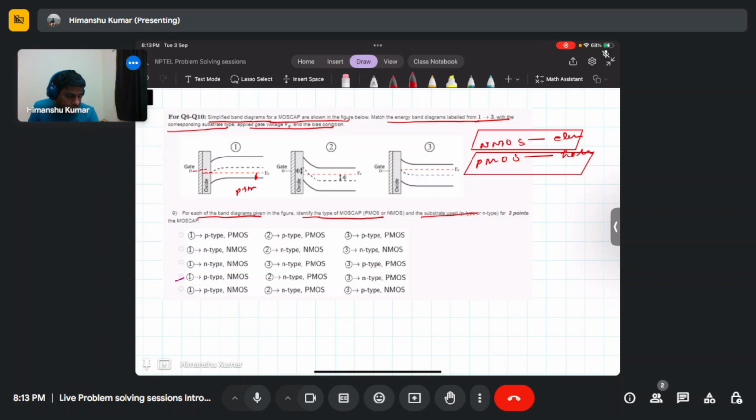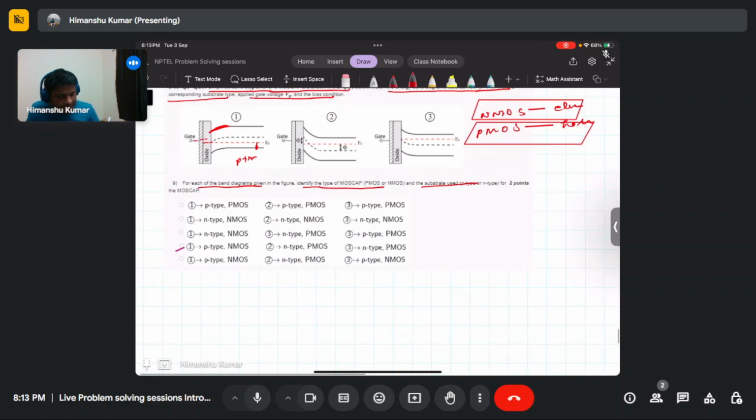So the substrate is p type, and you can see that as you apply a gate bias, this is basically NMOS. The surface is becoming more n type at the interface, so it is NMOS, and the carrier type is p type.